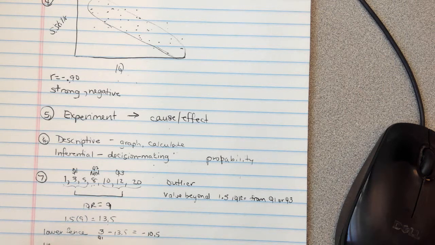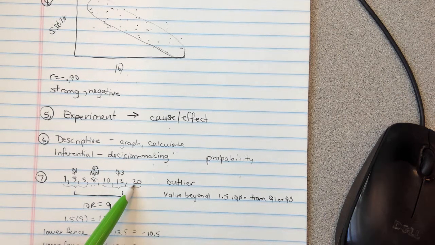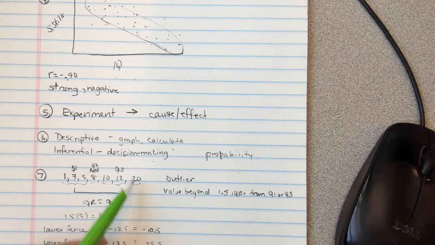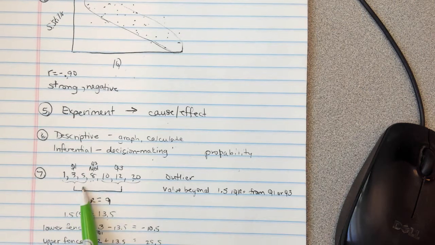The upper fence is 13.5 more than Q3. So Q3 is 12, you add 13.5, and that's 25.5. So anything bigger than 25.5 is going to be an outlier. That's your upper boundary. You don't have anything bigger than 25.5, so you don't have an outlier in that data set.